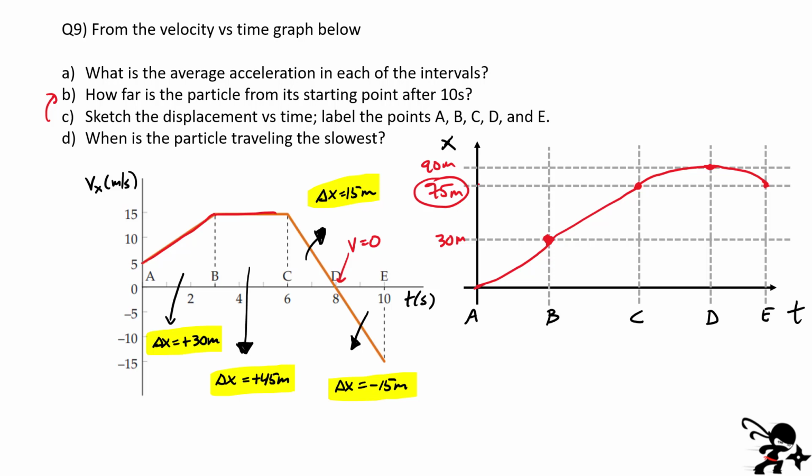Well, that's obvious, right? It's going to be traveling the slowest right here. This is where the velocity is 0. That's right at the top. That's where the velocity is 0. Okay, so that was a pretty good problem.